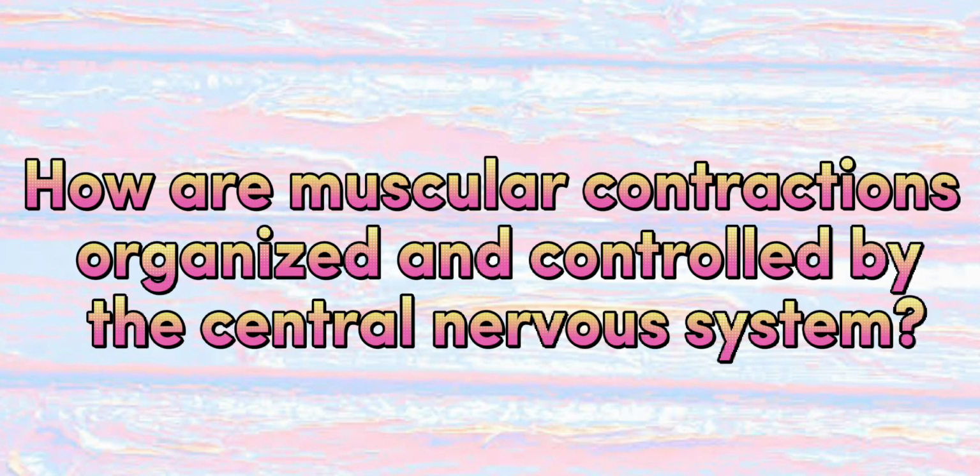And for the last question, how is muscular contraction organized and controlled by the central nervous system? Once an action potential reaches the muscles by the nerves, the muscle contracts. The contraction of the muscle begins when a signal is sent from the nervous system to the muscles, and action potentials carry the signal along motor neurons and specialized nerve cells.